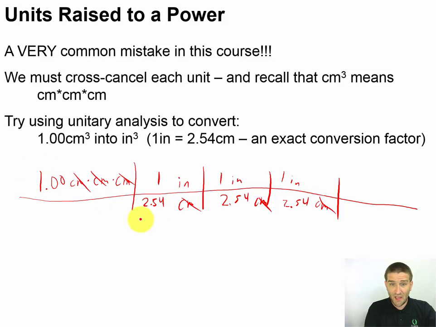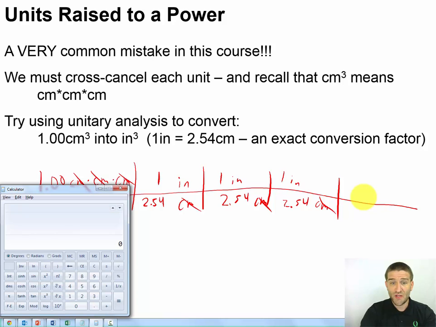Notice that we have 3 sig figs here. Infinite because it's an exact conversion factor. Infinite, infinite. So our final answer should also have 3 sig figs. So let's go ahead and plug that in. We're going to have 1 divided by 2.54 divided by 2.54 divided by 2.54.